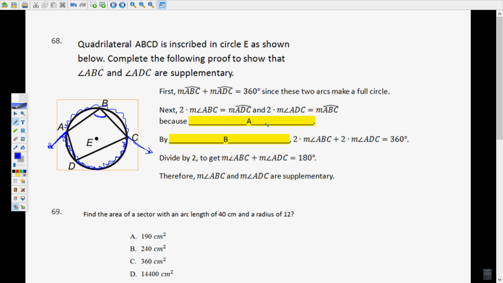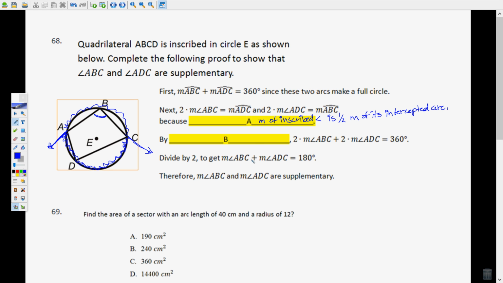And the reason for that is, there's no simple way to put this, but the measure of an inscribed angle is half the measure of its intercepted arc. So there's no easy way to say that. It's just that the measure of an inscribed angle is half of the measure of its intercepted arc.